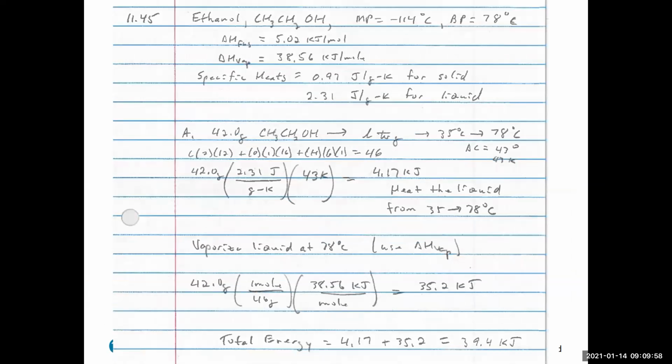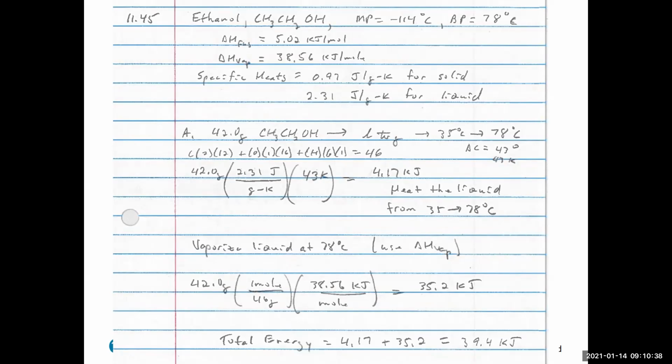So if we go to the math of it, the first thing we're going to do is calculate the temperature change. We're at 35 and we're going to 78. That's a 43-degree temperature change. So we're going to need that information. We're also going to calculate the molecular weight of ethanol, and that's what we're doing here, where we get 46 as the answer, okay?